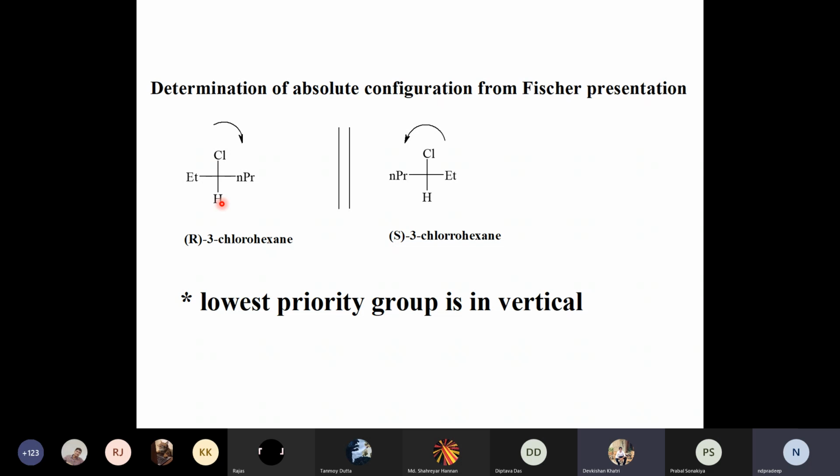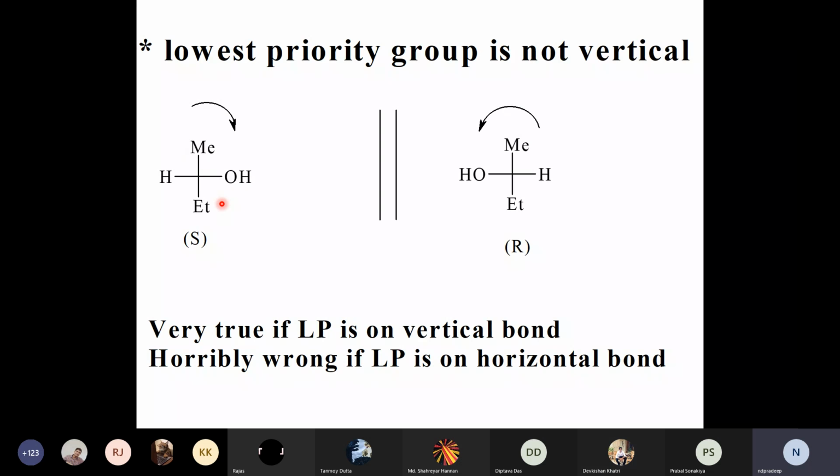If the lowest priority group is vertical, then you don't need to change the configuration. If the lowest priority group is horizontal, then your R will become S, or S will become R, right? Yes or no? Yes, sir. Very good.